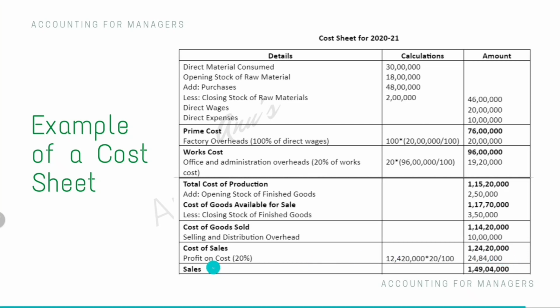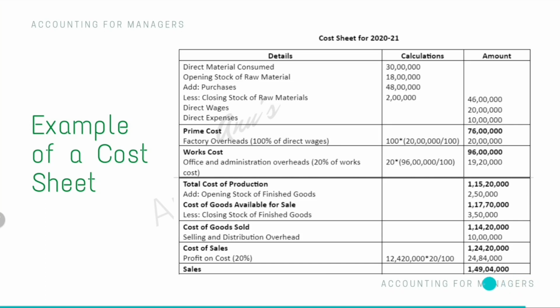1,24,20,000 rupees. Now they were expecting a 20% margin, that is 24,84,000 on this sale. Okay, on the cost of sale, they wanted a 20% margin. So if they have to get this 20% profit margin on their cost, then they should be selling the goods for, that is they should be getting sales worth 1,49,04,000 rupees.